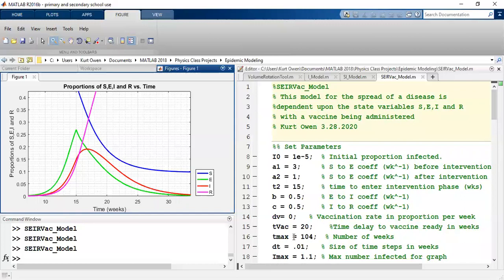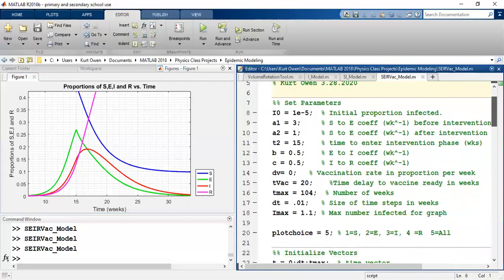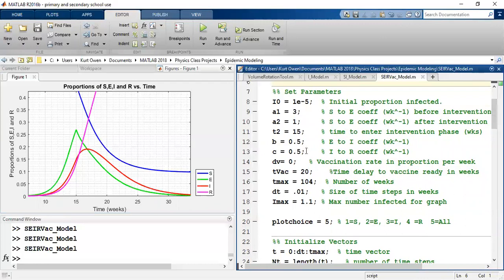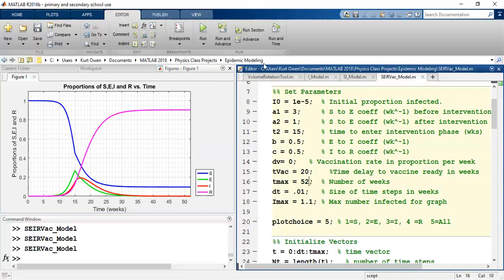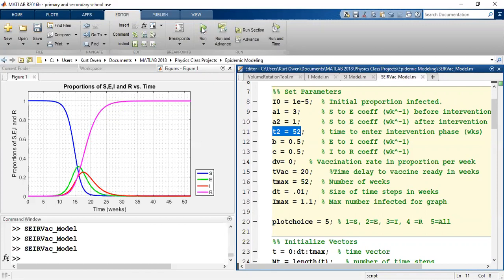If we hadn't done the intervention, not doing the intervention just requires us to make T2 bigger than Tmax. Oh, and right now we're doing 2 years. Let's just do 1 year. So that's 1 year with intervention at 15 weeks. We can remove the intervention, not by making A2 zero, that would be really an extreme change because we would not be adding anyone to the exposed pool at that point, but by making T2 bigger than 52 or at 52. So by changing T2 to 52, that tells me what would happen if I did no intervening.